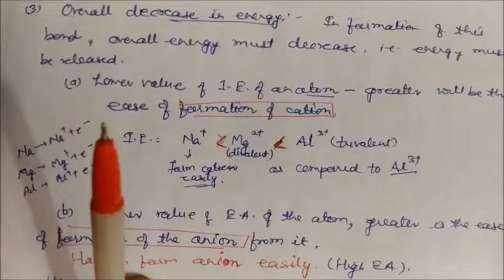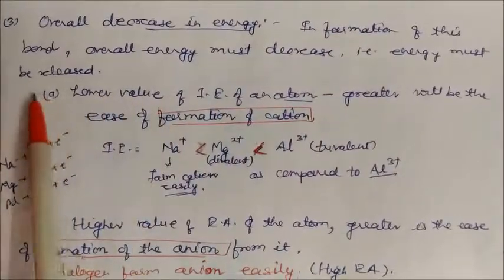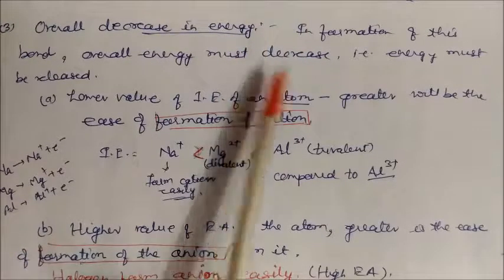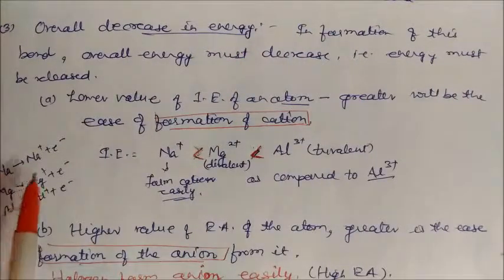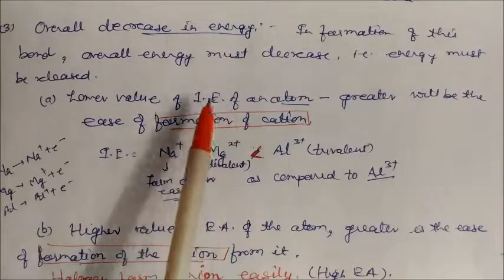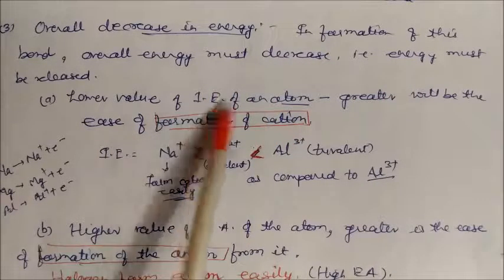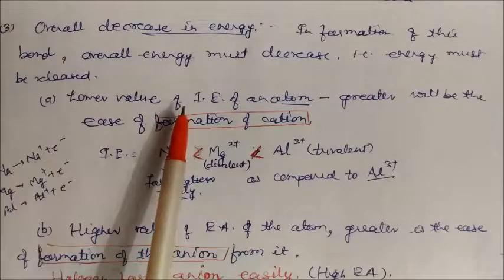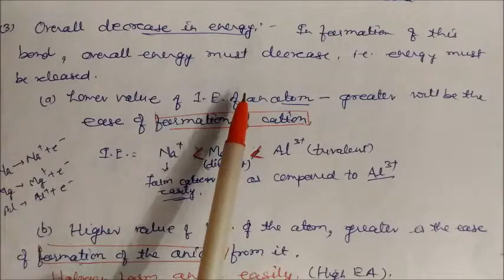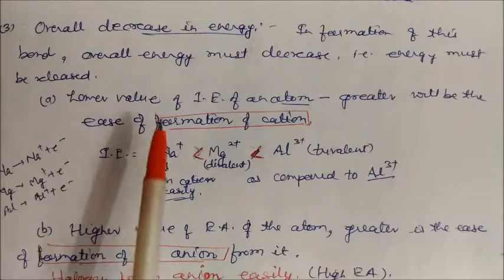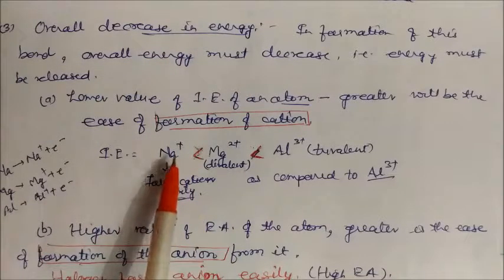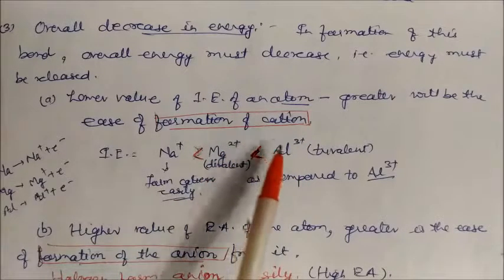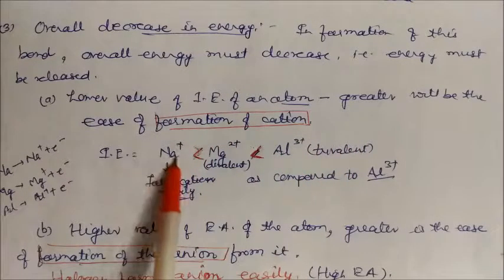Next is the overall decrease in energy. In the formation of an electrovalent bond, the overall energy of the ionic compound must decrease. Energy is released from that compound. Why is it released? One criterion is that the ionization energy of the atom should be low. If the atoms give away less energy and form cations, they will form the electrovalent compound. Take the example of sodium, magnesium, aluminum. The charge on sodium is less, magnesium is divalent, aluminum is trivalent. So aluminum will find it difficult to give electrons, but sodium will immediately give electrons.